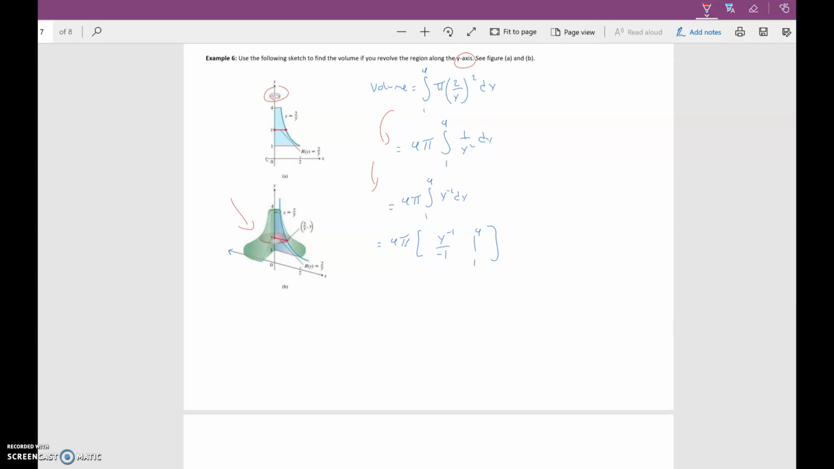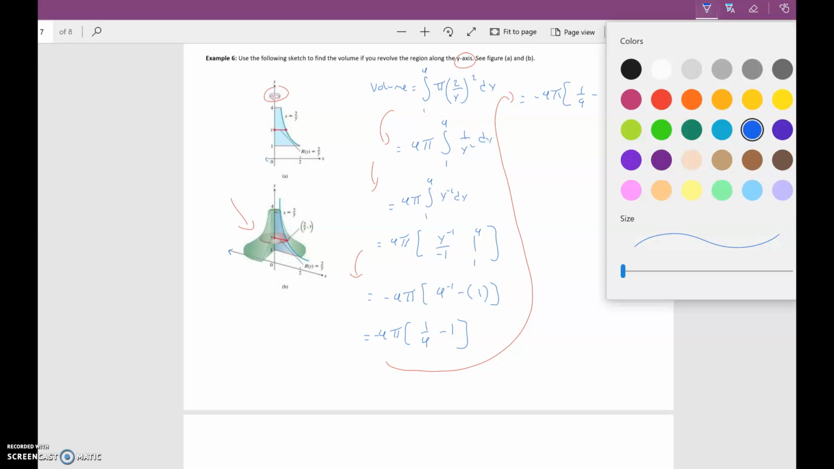So we're looking at this one being equal to negative 4 pi times 4 to the negative 1 minus 1. So this is equivalent to negative 4 pi times 1/4 minus 1. We have negative 4 pi times 1/4 minus 1, and we're going to actually get an LCD.